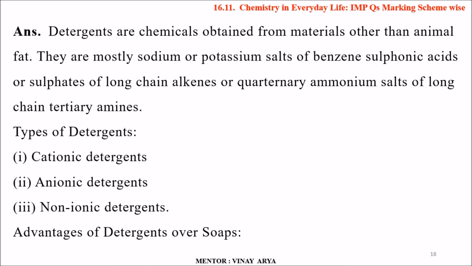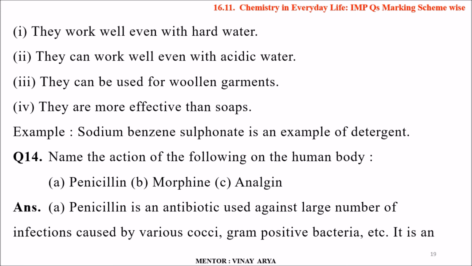Types of detergents: cationic detergents, anionic detergents and non-ionic detergents. Advantages of detergents over soap: first, they work well even with hard water. Second, they can work well even with acidic water. Third, they can also be used for woolen garments. Fourth, they are more effective than soaps. Example: sodium benzene sulfonate is a good example of a detergent.